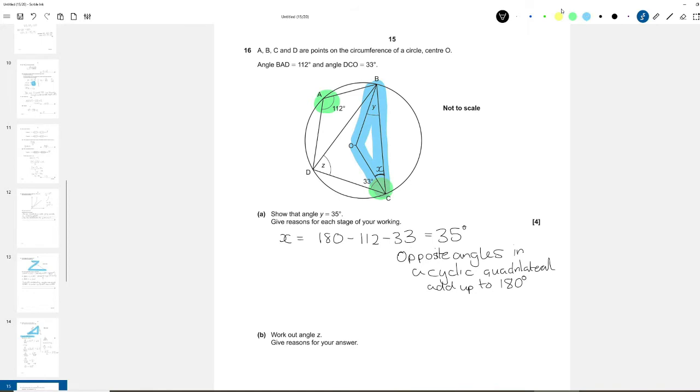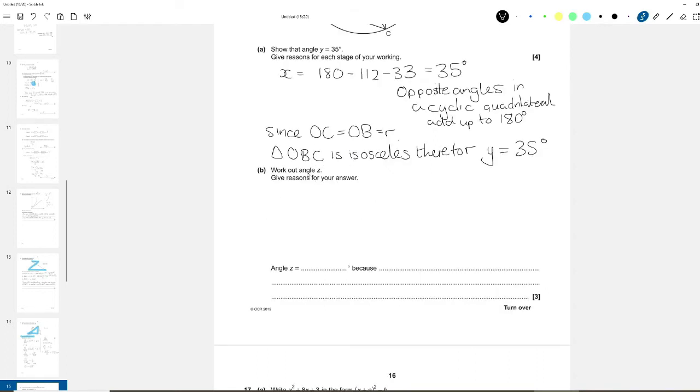So, since OC equals OB, which is the radius, triangle OBC is isosceles. Therefore, y also equals 35 degrees. Now B, work out the angle Z. Give reasons for your answer.